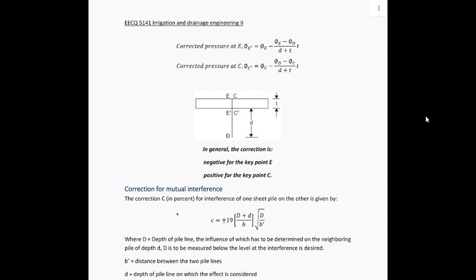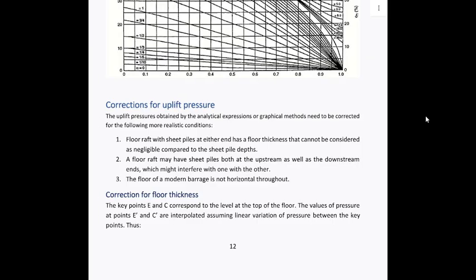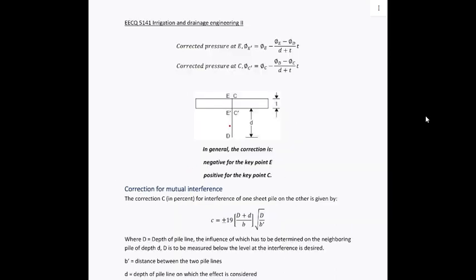So now corrections had to be done for those conditions. And one of the corrections is correction for flow thickness. So how do you do it? For example, if you have a sheet pile in the upstream, we have calculated pressure at the top, and I'm seeing my network is not very stable. You will let me know.